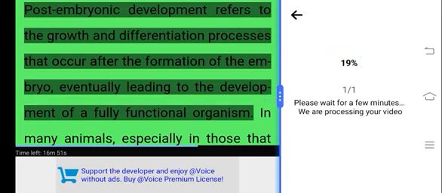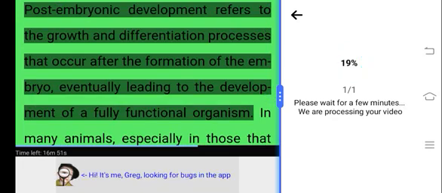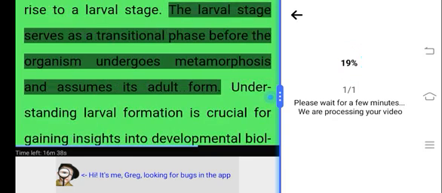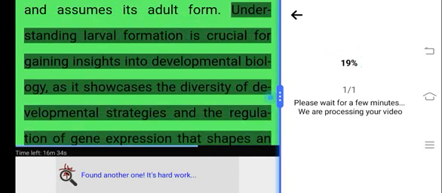Post-embryonic development refers to the growth and differentiation processes that occur after the formation of the embryo, eventually leading to the development of a fully functional organism. In many animals, especially in those that undergo indirect development or metamorphosis, the embryonic stage gives rise to a larval stage. The larval stage serves as a transitional phase before the organism undergoes metamorphosis and assumes its adult form. Understanding larval formation is crucial for gaining insights into developmental biology, as it showcases the diversity of developmental strategies and the regulation of gene expression that shapes an organism's life cycle.